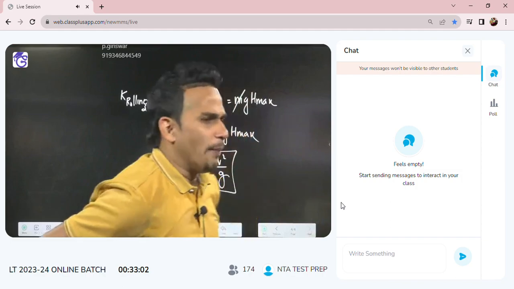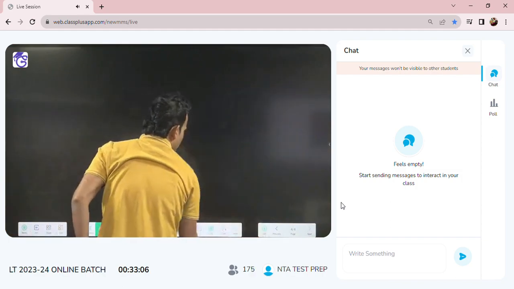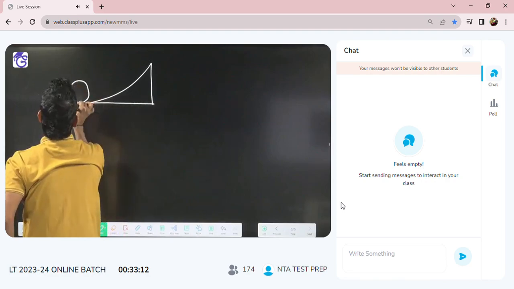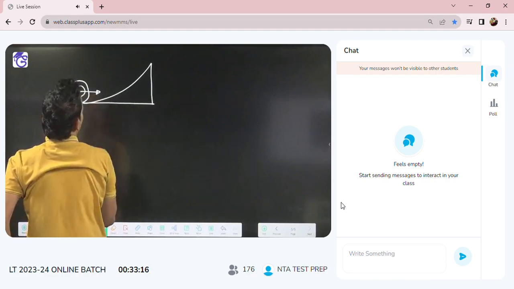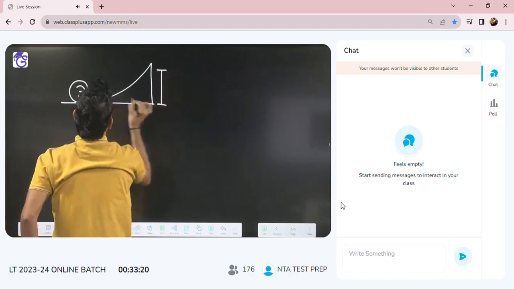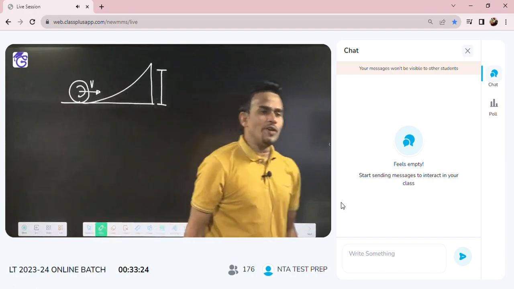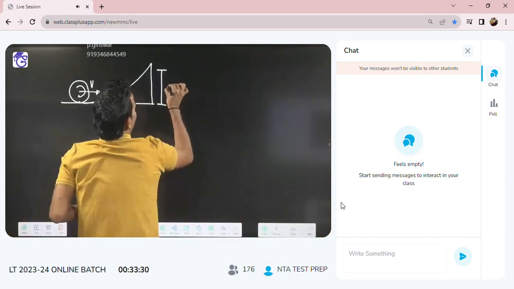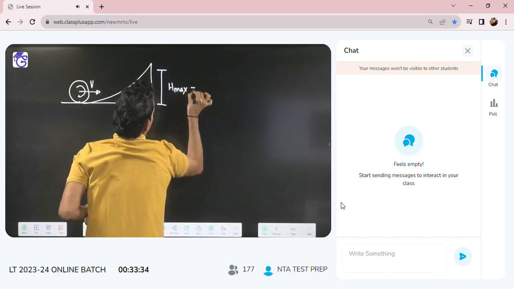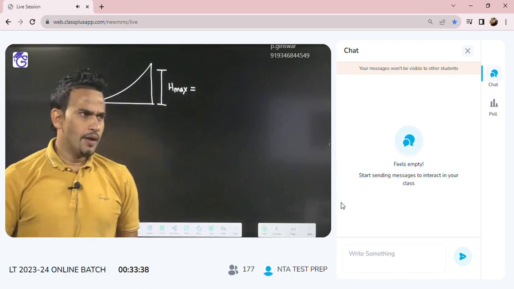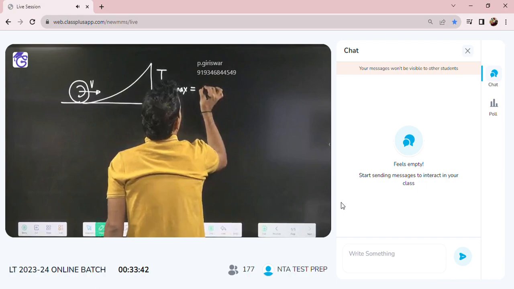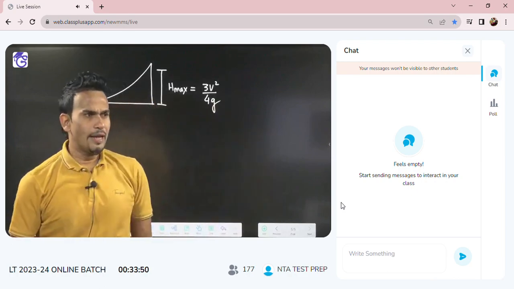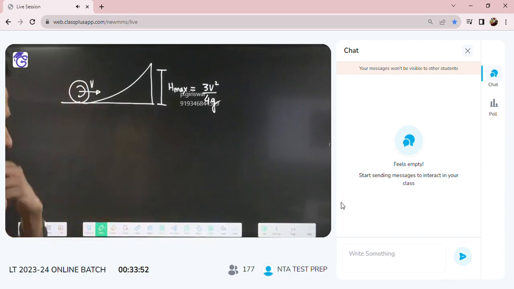You write: when a body rolls up a hill with speed v, then the maximum height attained by it is found to be 3v square by 4g.